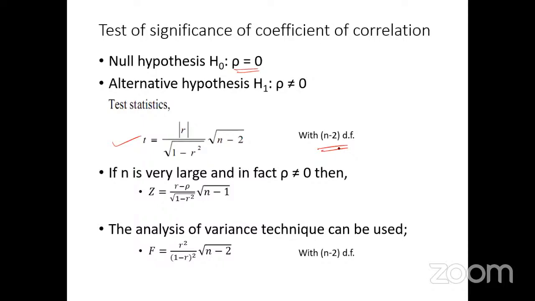Generally, in analysis of variance we consider n minus 1 degrees of freedom, but for testing the significance of the correlation coefficient with the T test, we consider n minus 2 degrees of freedom. Similarly, when your data set is large, we shift this test to the Z distribution, and we use this formula for testing the significance of correlation. Also, we can test the significance of correlation based on the analysis of variance technique, where we use the F test with this formula for calculating the F statistic, and based on the F table, we interpret whether your correlation is significant or non-significant with n minus 2 degrees of freedom.